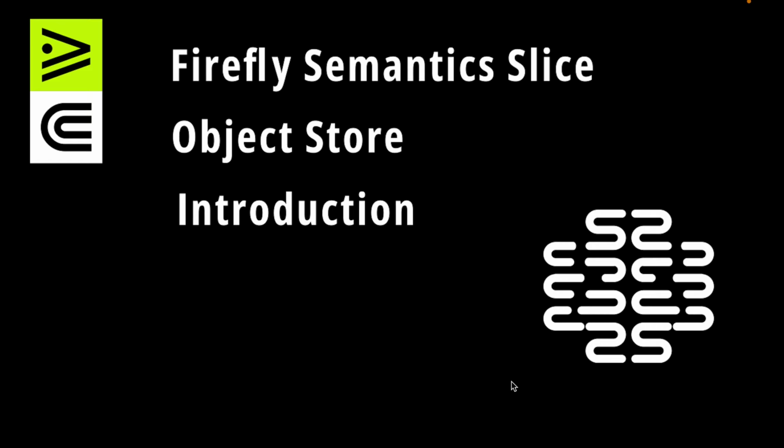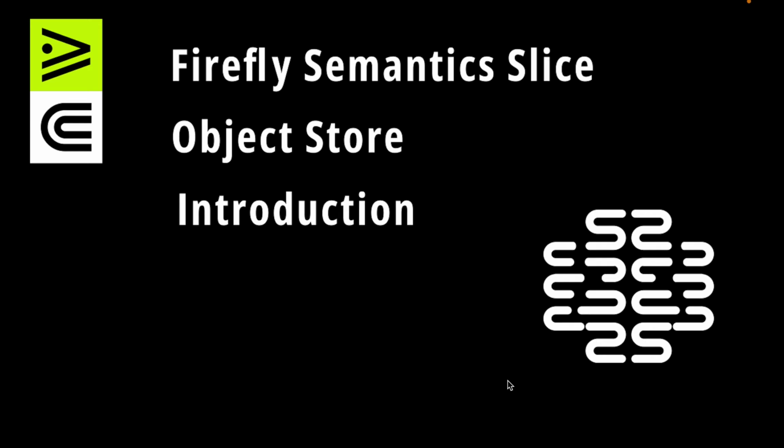We are doing an introduction to the Firefly Semantics Slice object store. The object store stores key value pairs. The keys are usually strings, and the values can be anything: a string, a number, an object, an image, and so on. Also, there's a guide to the object store linked in the description below.